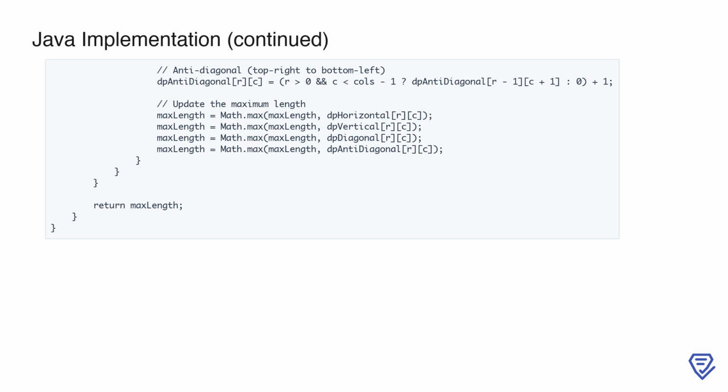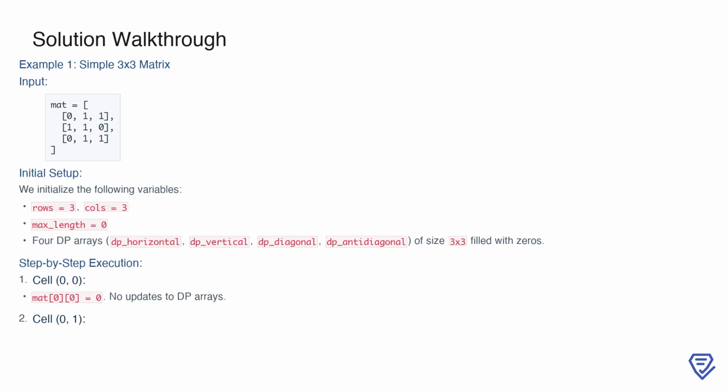This method ensures that we efficiently check all possible lines in the matrix using dynamic programming while keeping the solution clean and optimized. Here, we start with a simple 3x3 matrix as input. The goal is to find the longest line of consecutive ones in any direction: horizontal, vertical, diagonal, or anti-diagonal. To do this, we first initialize the variables. The number of rows and columns are set to 3, and the max_length variable, which will track the longest line of ones, is initialized to 0.